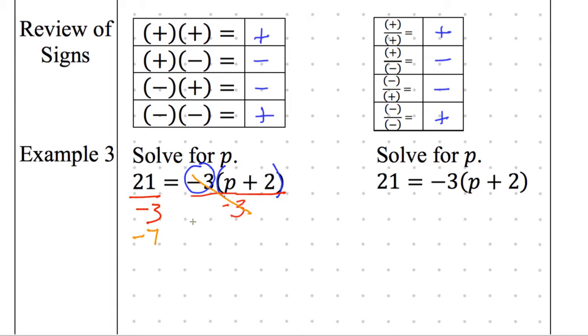-7. And those -3's canceled out, so I copy down my equal sign right underneath the other equal sign, and I have p plus 2 still in parentheses, but because there's nothing else, I can drop the parentheses. I can just leave it as p plus 2. Once parentheses are by themselves, they drop. All right, we're almost there. We have one more step left.